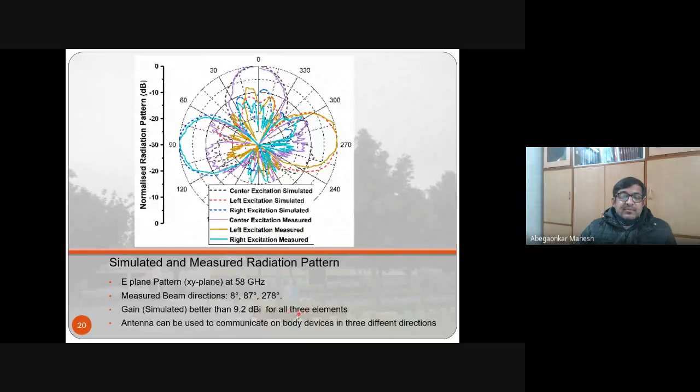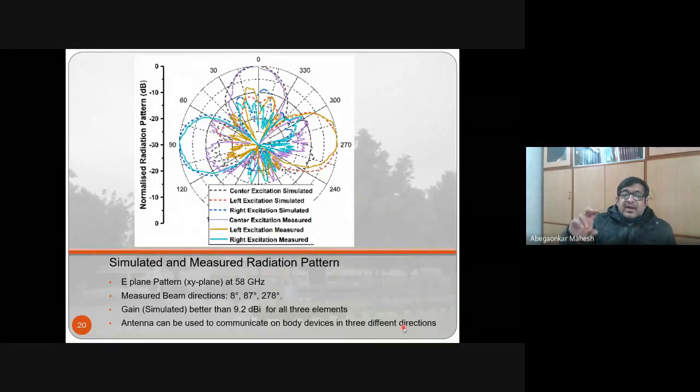Let's say you have this antenna placed on the heart. It can communicate to your legs, it can communicate to your right arm, and it can also communicate to your left arm. Same antenna structure, but three different feeds. It can communicate to different points on the body.